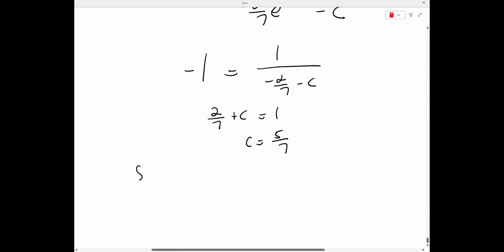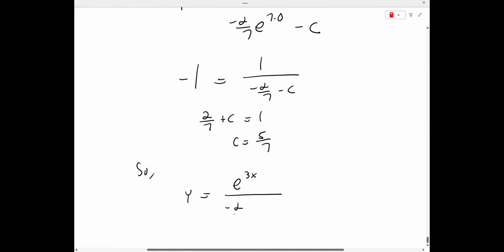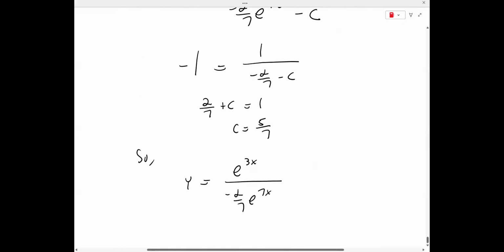So finally, what we get, y is equal to e to the 3x over -2/7 e to the 7x minus 5/7. Right, so that'd be the solution then to the initial value problem. Okay, anything on that one? Going through it? They're not too bad, right? No, they're not too bad there. So, okay, got one more to go with these here.